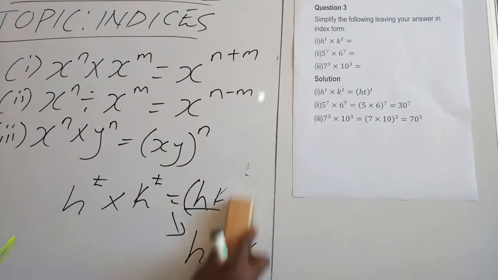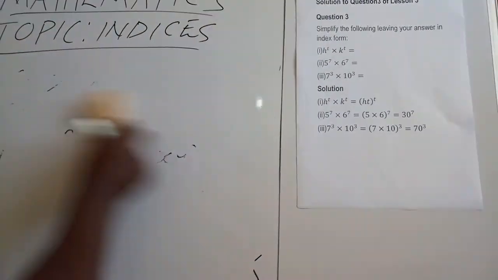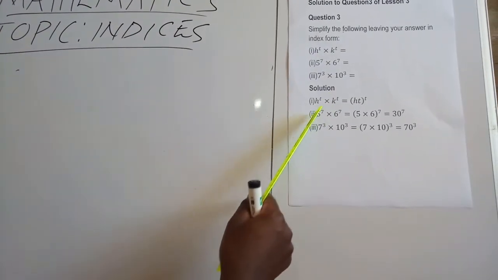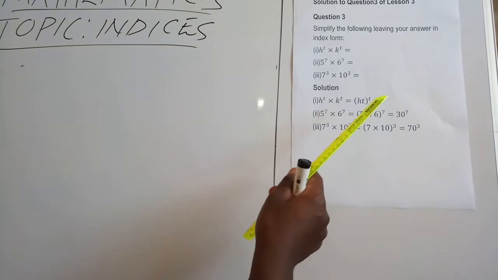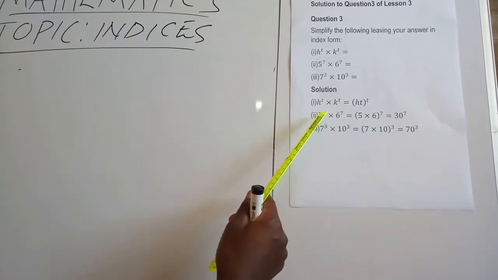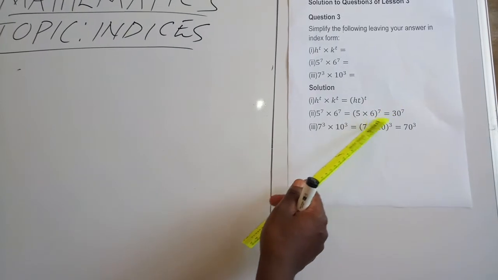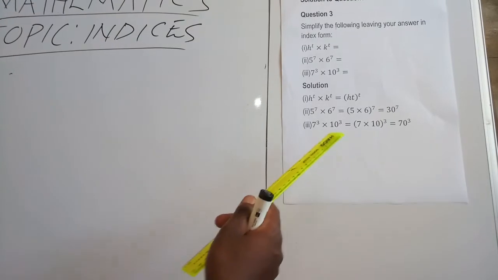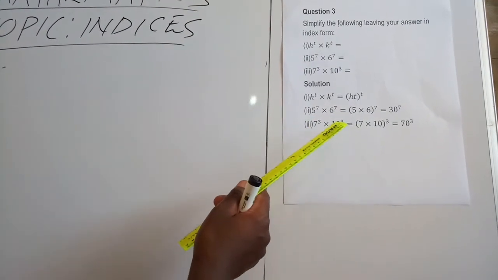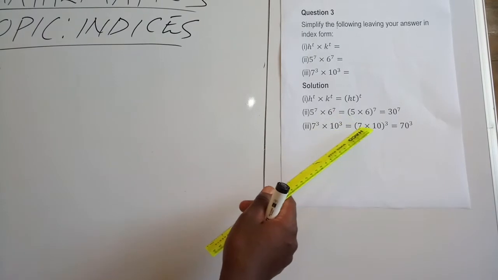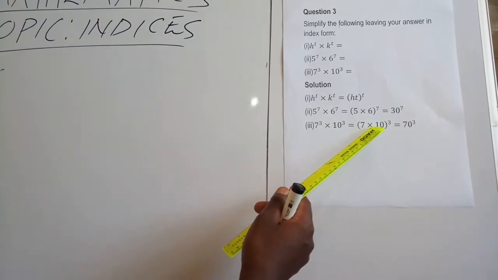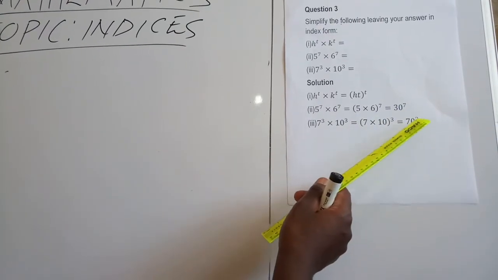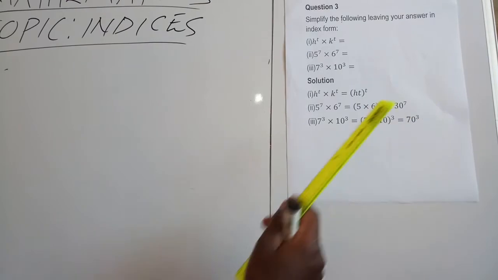Now we go to question number 2. We have 5 power 7 times 6 power 7. The outcome will be the multiplication of the bases 5 and 6, the outcome raised to power 7. In the end, what do you have? 30 power 7. Lastly, we have 7 power 3 times 10 power 3. What do you get? 7 times 10, the product raised to power 3. In the end, what do you have? 70 raised to the power of 3.